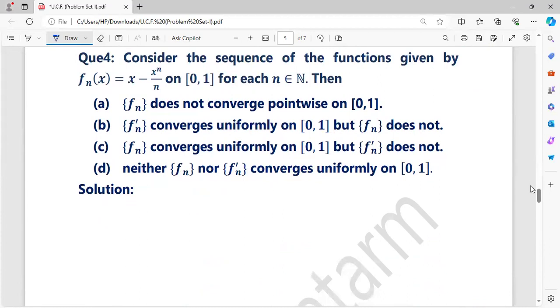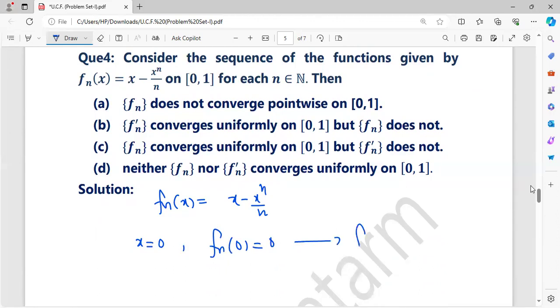Fourth question. f_n(x) = x - x^n/n. Okay. If x is 0, then what is f_n(0)? That is 0. It means f_n will tend to 0, that is f(0) is 0.